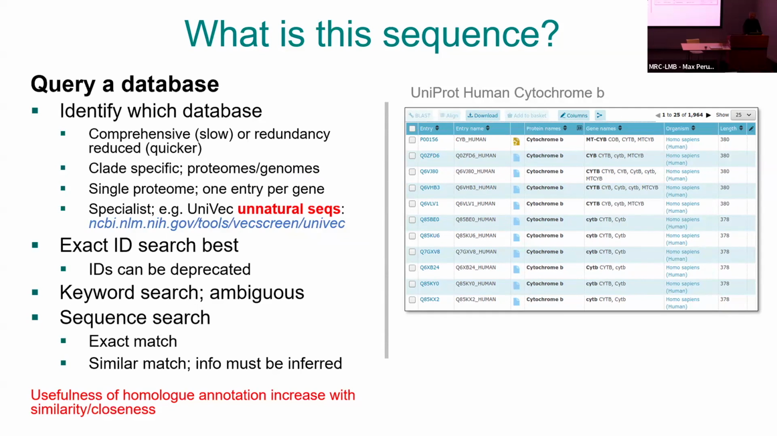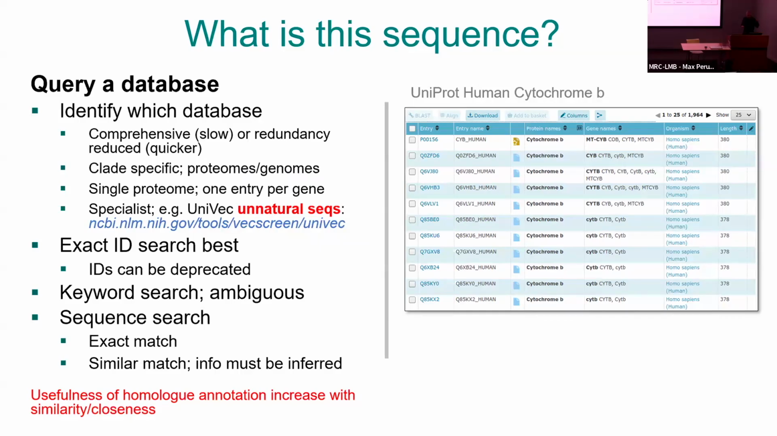And yes, also don't forget that sometimes you have unnatural sequences. What is my sequence? I remember looking through, I think it was a salmon genome. Couldn't work out what this was with BLAST. It was a vector sequence that had been left in. Okay, and there's actually UniVec, which is a database of vector sequences.